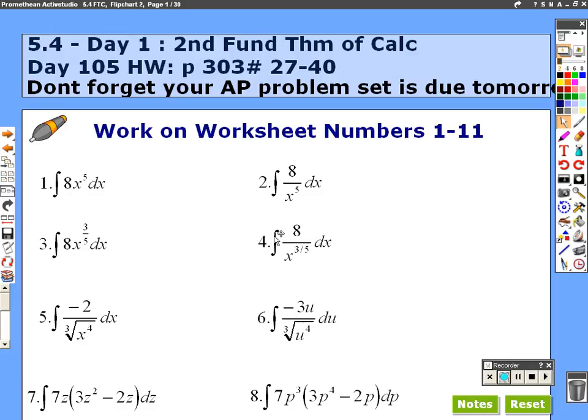Alright guys, today is day 105. Today we're going to learn from section 5.4 the second fundamental theorem of calculus. And your homework is in that section, page 303, 27 to 40.